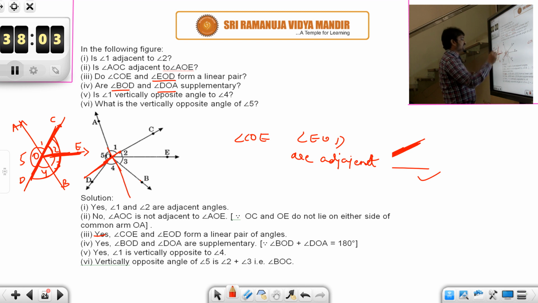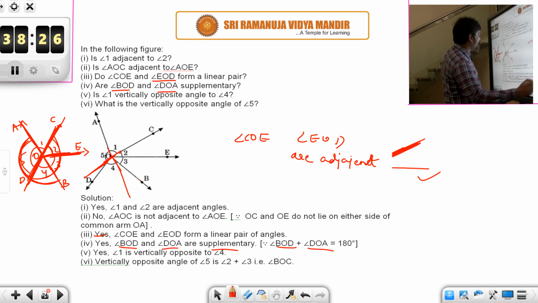And then angle BOD and DOA, supplementary. Again, what is meant by supplementary? Again, sum should be 180. So clearly if you see, angle BOD and DOA are forming a straight angle, right? Angle BOD plus angle DOA is nothing but this plus this. This is nothing but a straight angle.